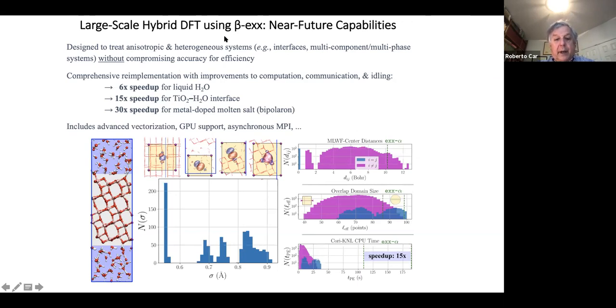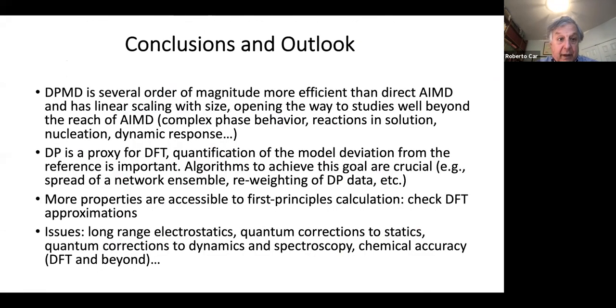In this version, they have modified the way of taking advantage of the localization of the Wannier functions in a much more efficient way, so that it can achieve a speedup of 6 compared to the alpha version for liquid water, a speedup of 15 for a TiO2 and water interface. So the more heterogeneous the system is, the more effective the beta approach is compared to the alpha one. And a factor of 30 speedup for metal-doped molten salt. So that is a capability that will be added to Quantum ESPRESSO soon in the future. So at this point, I think I've used all my time.